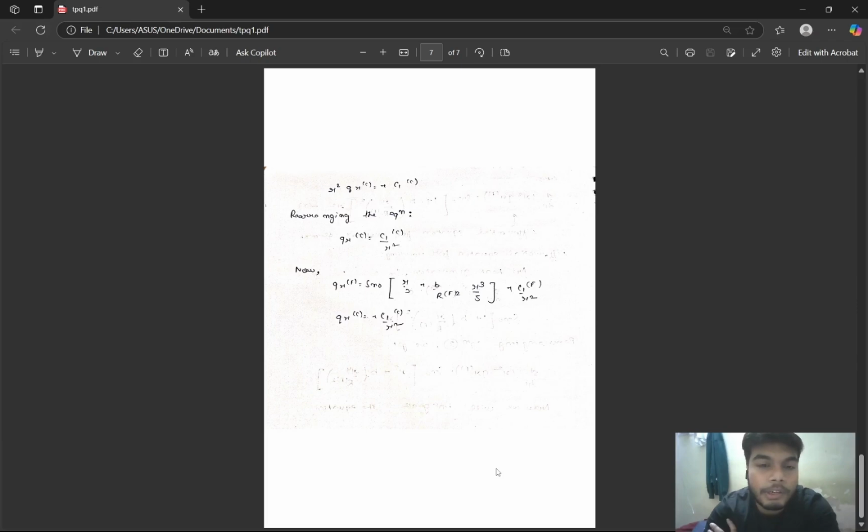Now q_r of F, as stated before, equals S_n0 times r by 3 plus b upon R_F squared times r cube by 5, plus C1 of F over r square, and q_r of C is C1 of C by r square. We get the flux at location C and location F. Now we will solve these equations by applying boundary conditions.